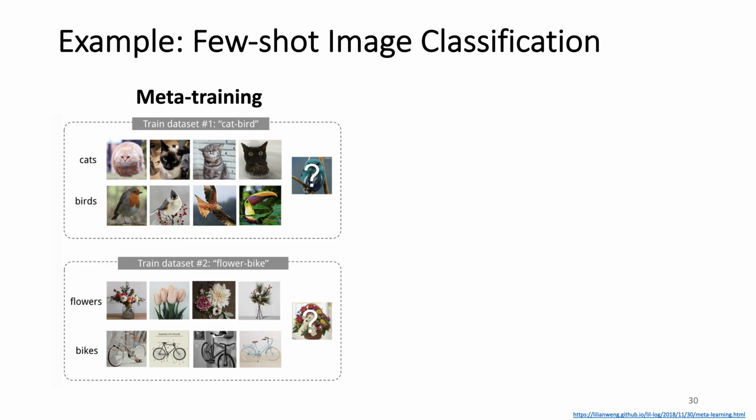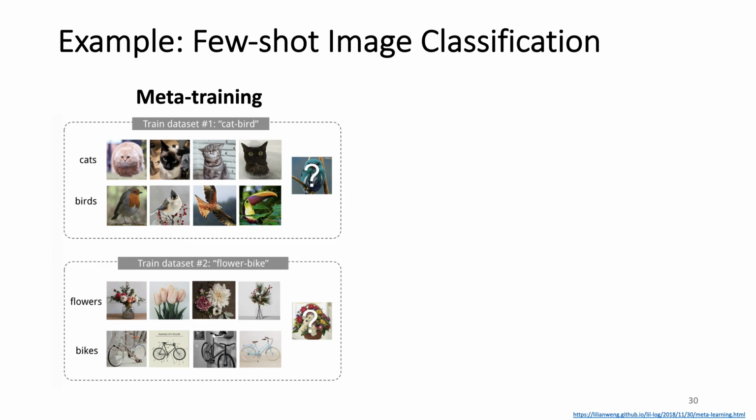Let's see that in the meta-training part, we have a lot of training datasets. Each training dataset includes two classes. For example, training dataset 1 includes cats and birds. And each class has 4 samples, so we call it a two-way four-shot image classification problem. And when a new image comes in, it can know which class it belongs to.